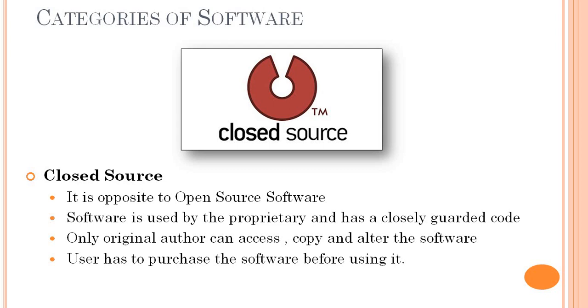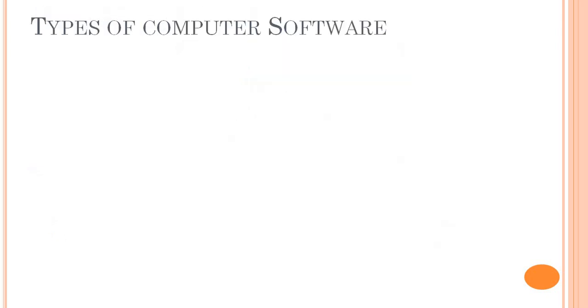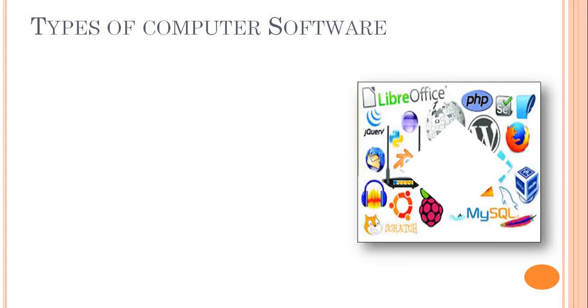So this is about the categories of software. Next, we are going to study types of computer software. Computer software is again of two types. The first one is application software. The second one is system software. Let us have a look at application software.